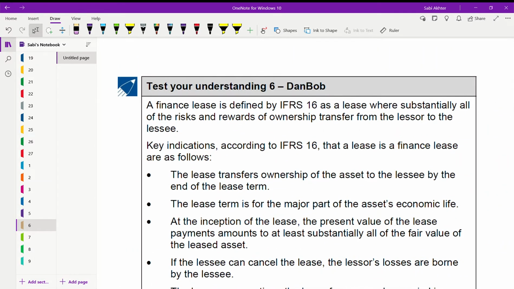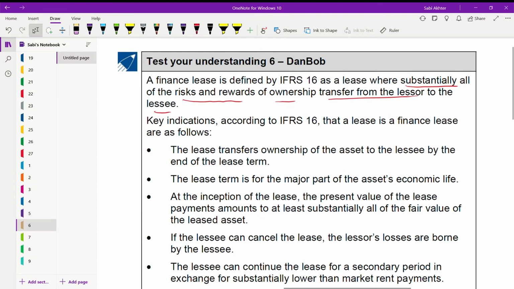So definitely for the knowledge part, you can refer to the second part, where I discussed the ledger accounting, and also discussed how to classify a finance or an operating lease. So this is just a repetition of it. A finance lease is defined by IFRS 16 as a lease where substantially all risks and rewards of ownership are transferred to the lessee. The lessee is the one who will have the risks and rewards of ownership of the asset. That is known as a finance lease. There are some key indications, and a list is given to say that the lease is a finance lease. This is the list.